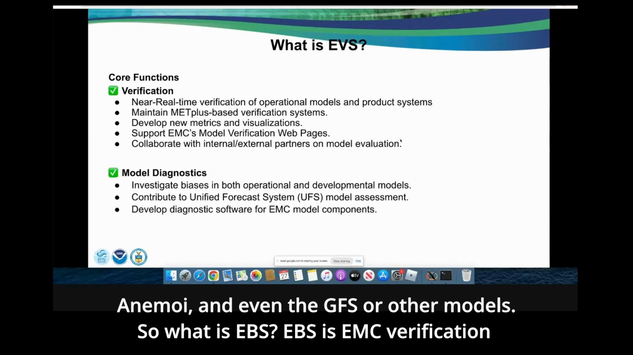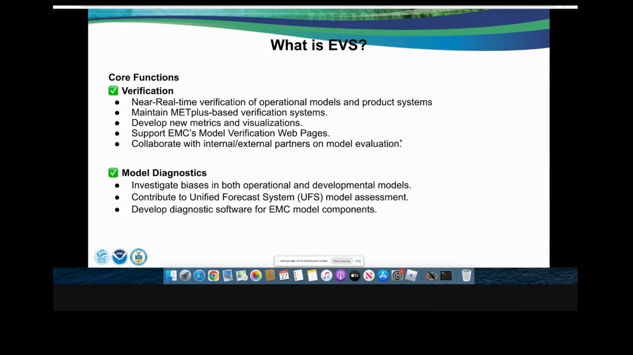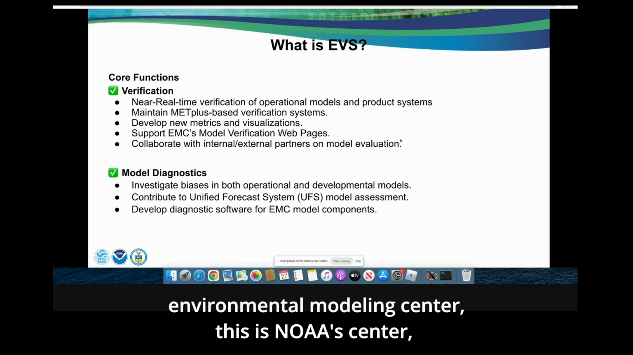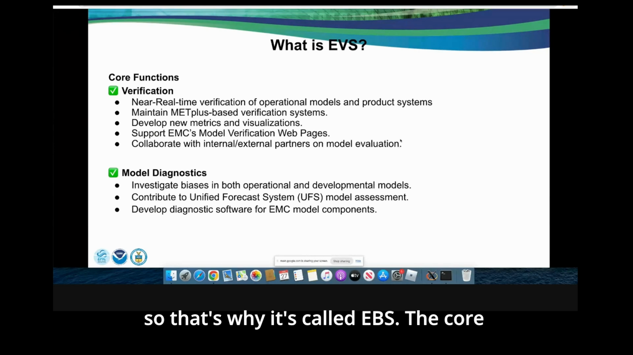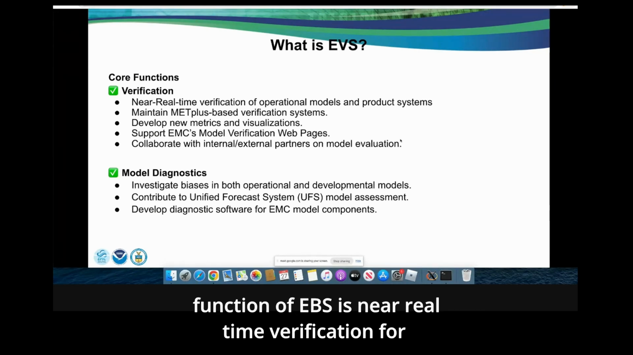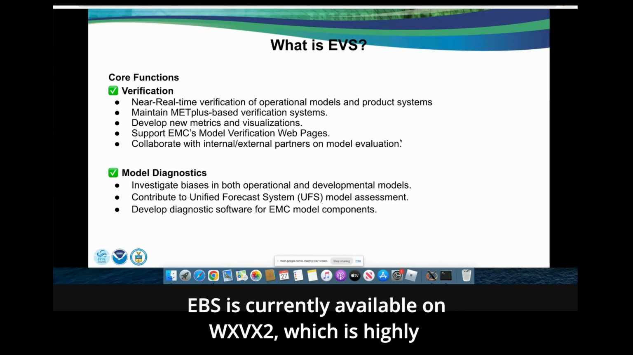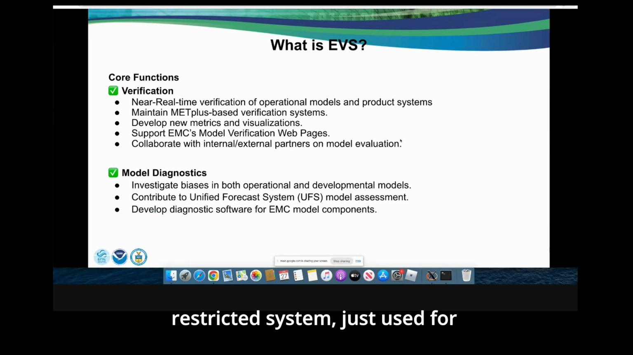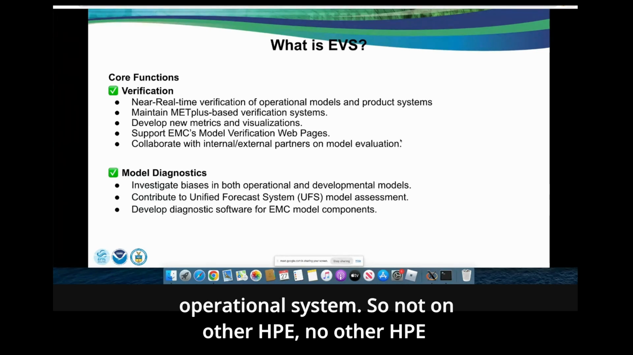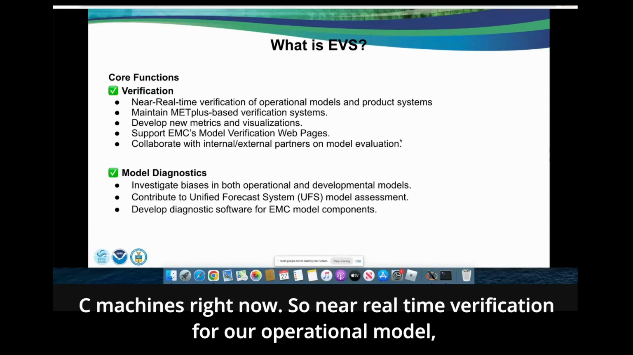Okay, so what is EVS? EVS is the EMC Verification System. EMC is the Environmental Modeling Center, a NOAA center, so that's why it's called EVS. The core function of EVS is near real-time verification for operational models and product systems. EVS is currently available on WCOSS2, which is a highly restricted system used just for operations, so not on other NOAA HPC machines right now.